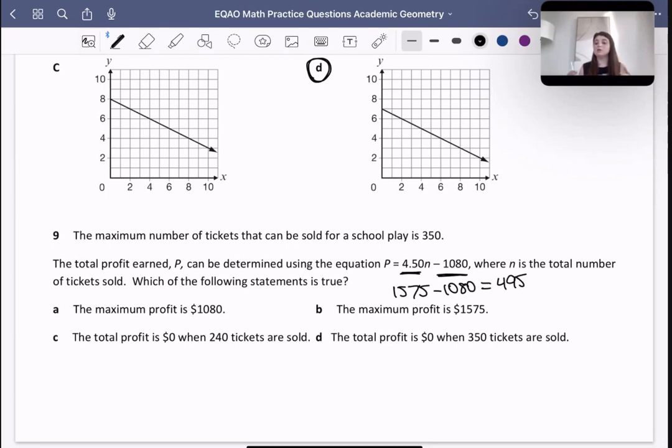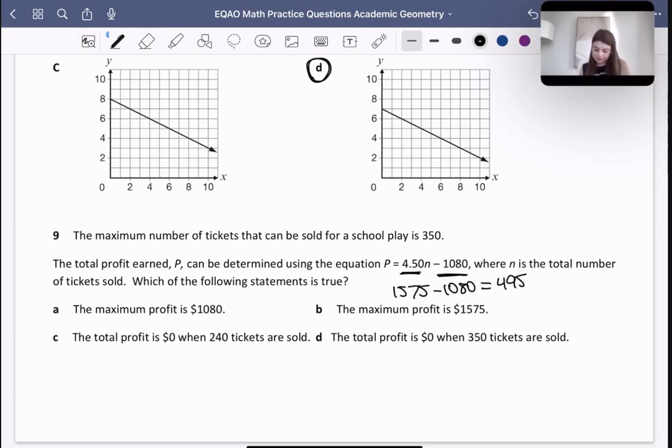The maximum revenue we can get for selling the tickets is 1,575, but the profit isn't just the revenue and what money comes in, right? The business also needs to pay for that space. They have to pay $1,080 regardless of how many tickets they sell. So if they don't sell enough tickets, they could actually lose money. They're out $1,080 if they sell no tickets, right?